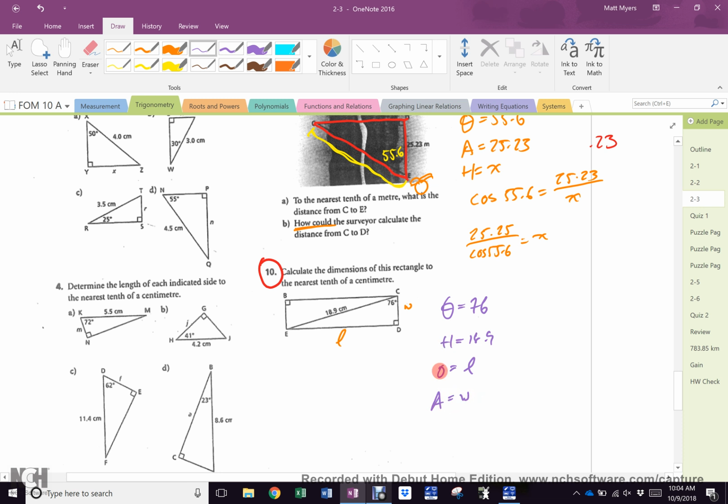Since I have a hypotenuse and I need O and A, I'm going to use sine to find the O and cos to find the A. Sine 76 is opposite over hypotenuse, so L over 18.9. And cos 76 is adjacent over hypotenuse, so W over 18.9. So L equals 18.9 times sine 76, and W equals 18.9 times cos 76. And then I will have my answers, which I will then round off to an appropriate decimal place.